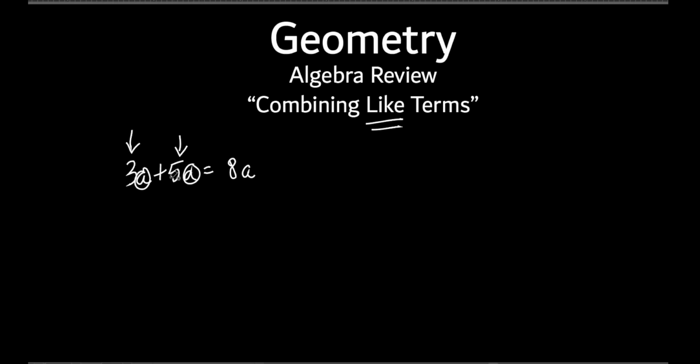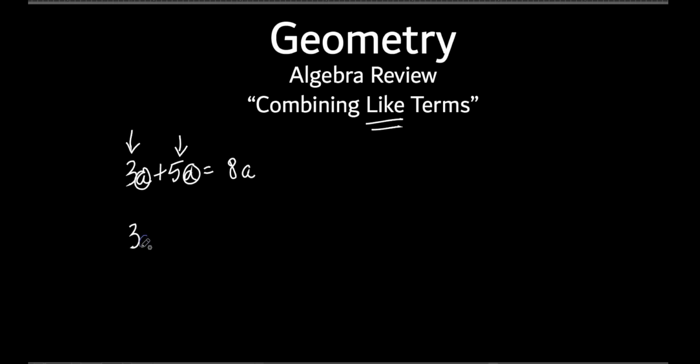So the number out in front can be different. It just tells you how many of those things that you have. And these are the things that you have right there. In this case, we'll call them apples. It doesn't matter. It's just an A. It's a variable. It stands for a number. If I have 3 of them plus 5 of them, I got 8 of them. That's what like terms are.